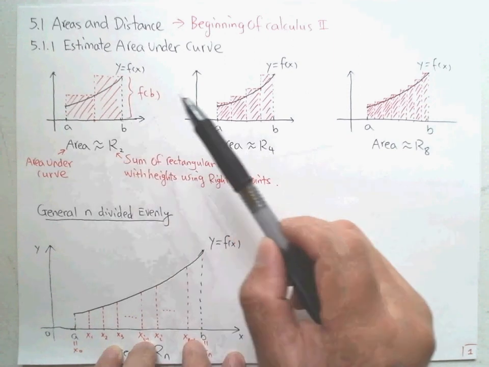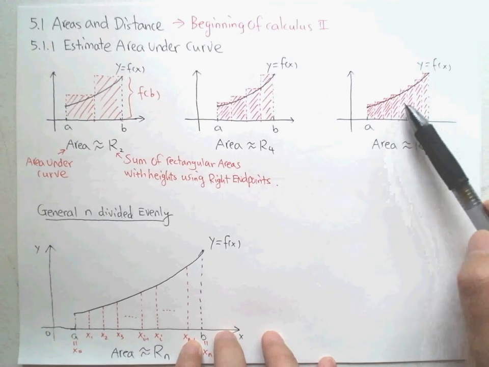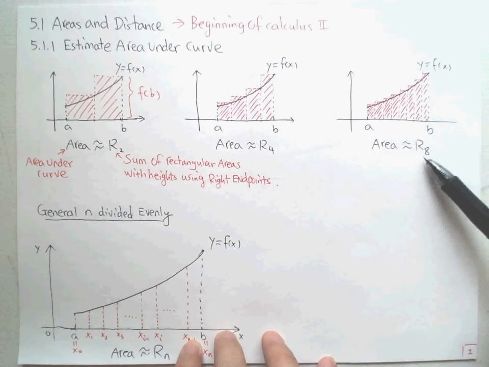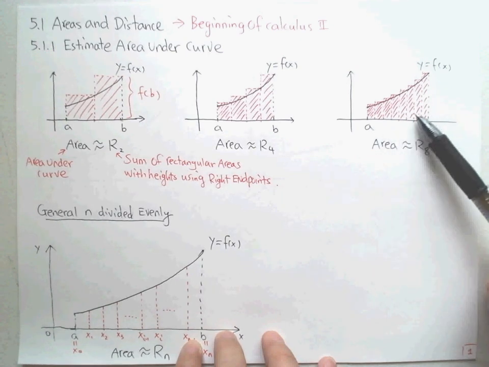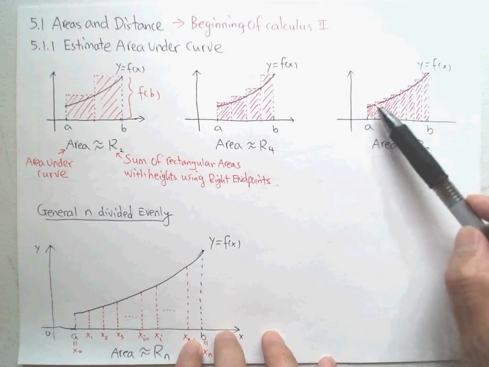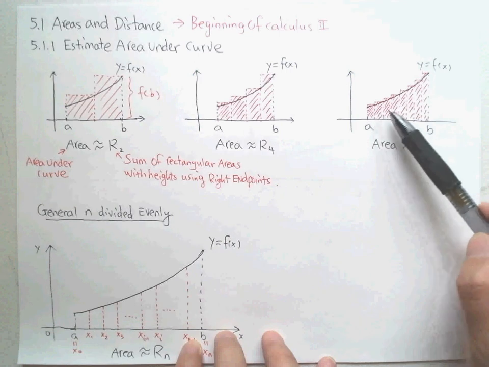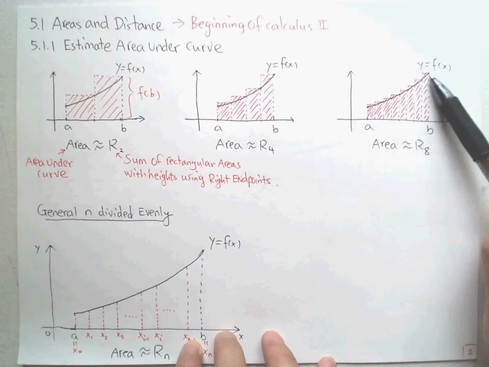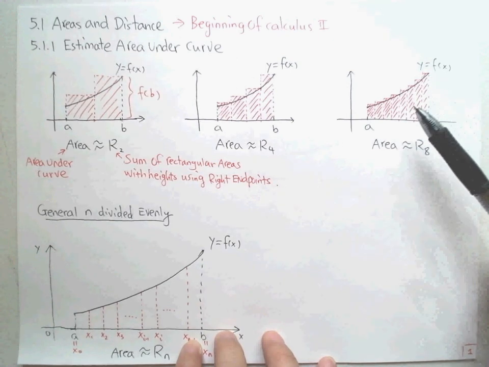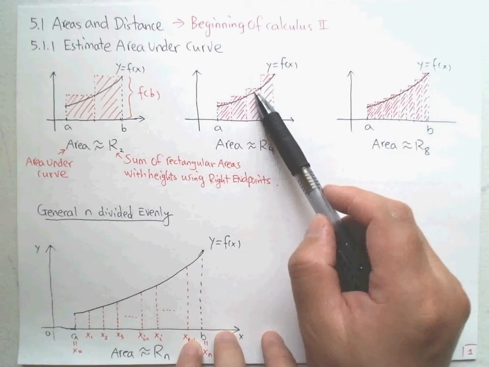And we look at one more time. If I divide it by 8, we use 8 rectangles to estimate the area under the curve. How many? 1, 2, 3, 4, 5, 6, 7, 8, evenly divided. The height of each rectangle is at the right endpoint. So we look at it, the area is this small. This is smaller than the previous one, and of course smaller than the first one.